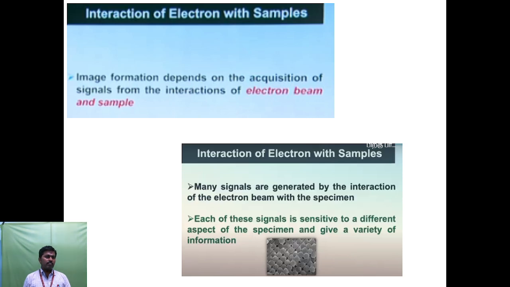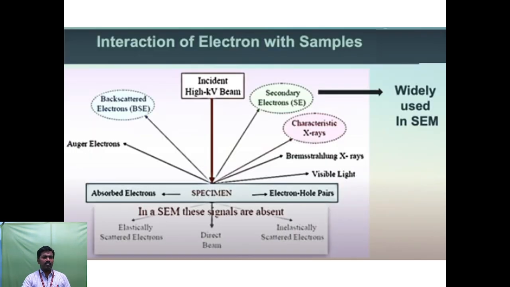In SEM, image formation depends on the acquisition of signals from the interaction of the electron beam and the sample. Many signals are generated by the interaction of the electron beam with the specimen. Each of the signals is sensitive to a different aspect of the specimen and gives a variety of information. So this is a diagrammatic representation of SEM.